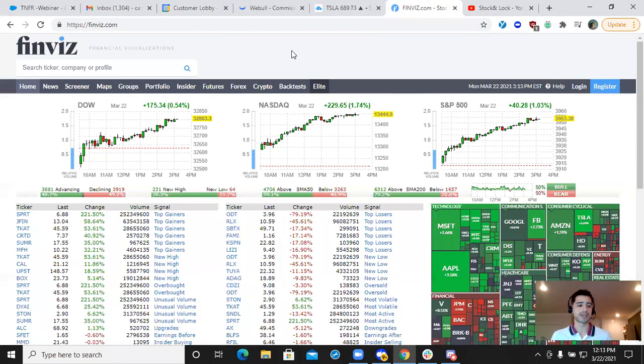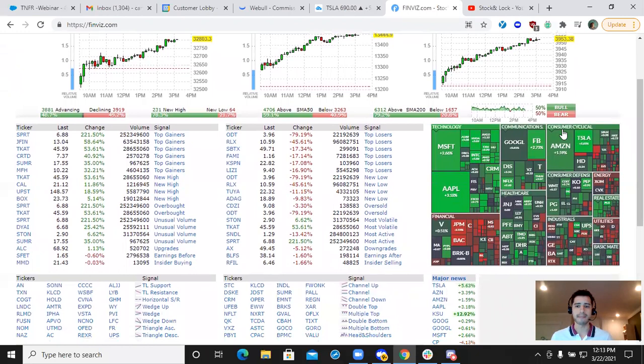So let's jump into it. First thing I like to do is head on over to finviz.com. First thing you do here at the home screen, look at the overall indices. So Dow, NASDAQ, S&P 500. How are we doing? Uptrend. Bulls taking over the market right now. Great thing to see. Next, I like to look at this little mini map here.